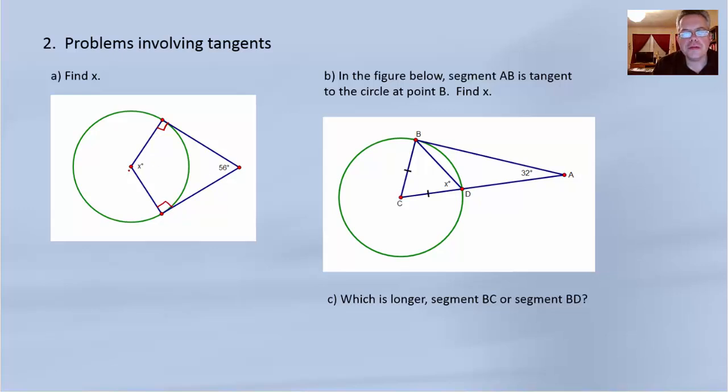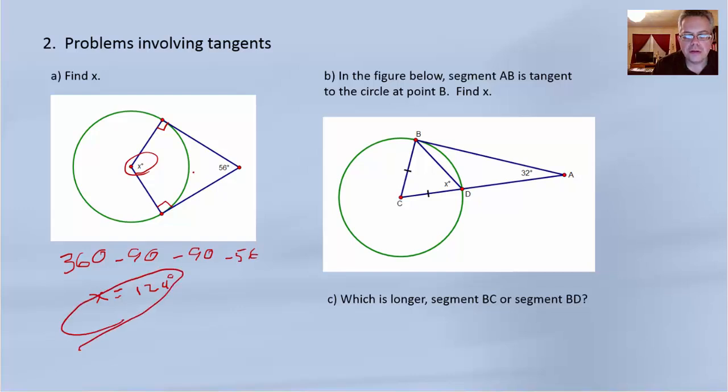Suddenly, we got 3 angles of a quadrilateral, and we can zoom in on X and find it. So we're going to take 360, because that's the total for angles of a quadrilateral, subtract the two 90s, and then subtract the 56 degrees, and we get X equals 124. Okay, so once we realize that these two angles are 90, that became really easy. Over here, it's a little bit more complicated.